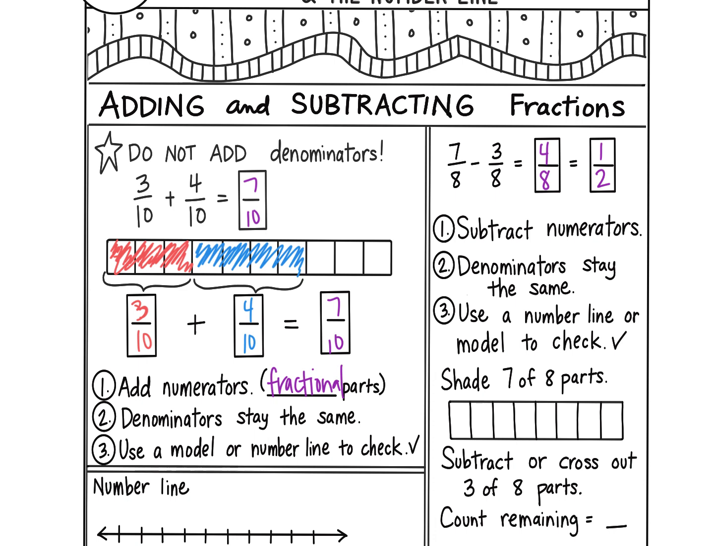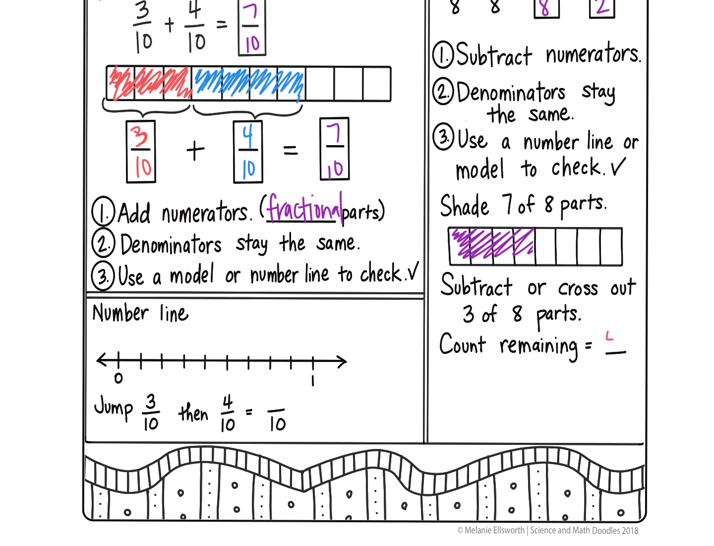Now, to check this, I'm going to shade 7 of these parts. And then instead of adding more to it, it says subtract, so you could erase or cross out 3 of 8 parts. If you have an eraser on your pencil, you could use that to erase, but you could also cross out. So I'm going to use my eraser and I'm going to subtract 1, 2, 3 parts. And I can see that half of my model is shaded. But how many actual pieces are there? 4. There are 4 pieces remaining.